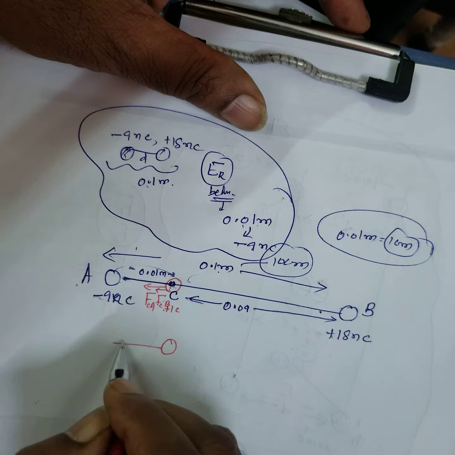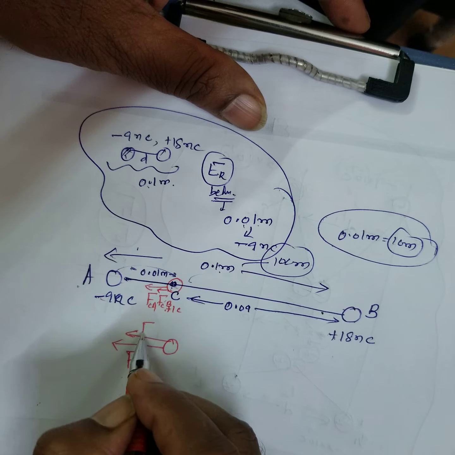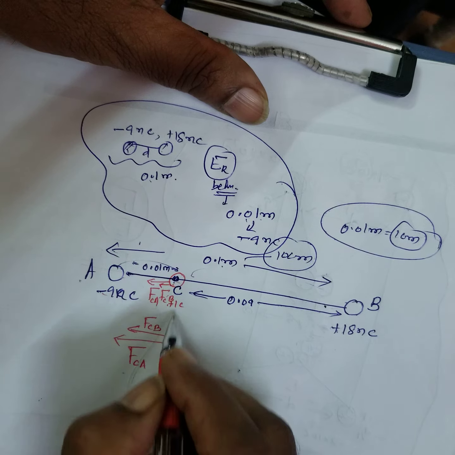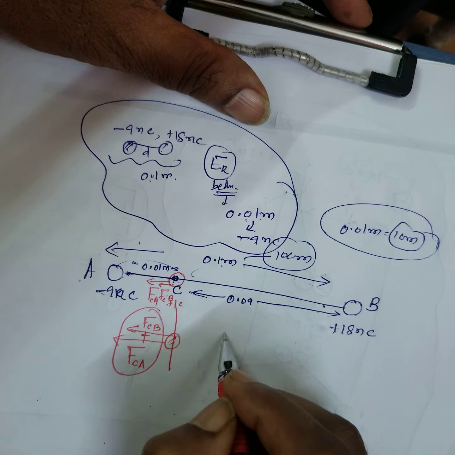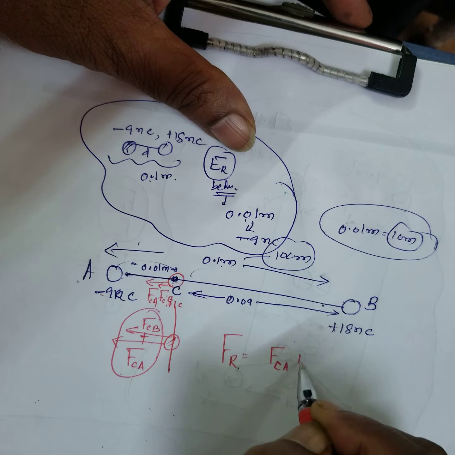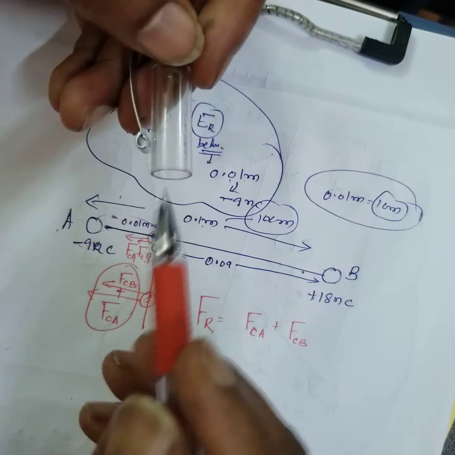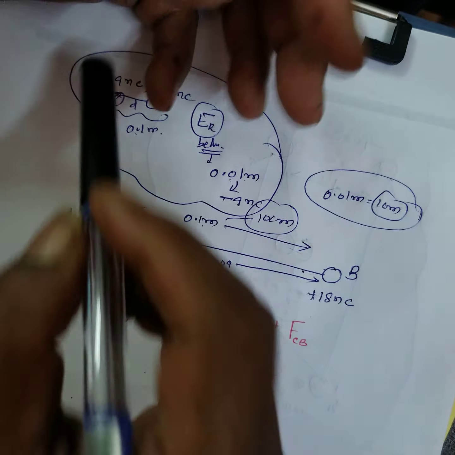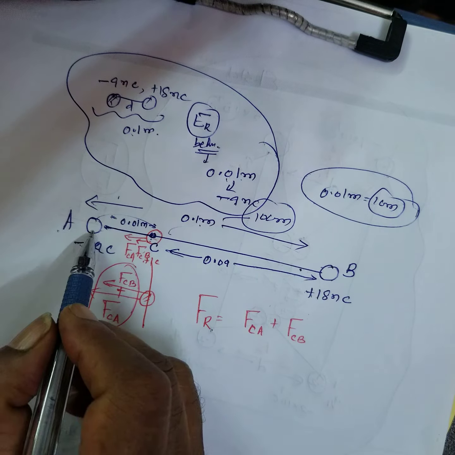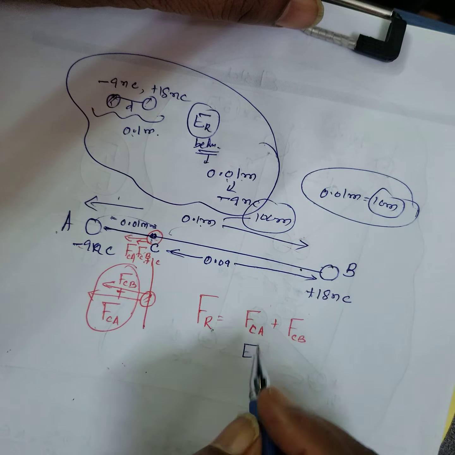Therefore, there are two forces acting: force at C due to A, and force at C due to B. One is attraction, the other is repulsion. The resultant field is obtained by adding these two: force at C due to A plus force at C due to B. Force acting on a unit positive charge means electric intensity, or electric intensity at C.